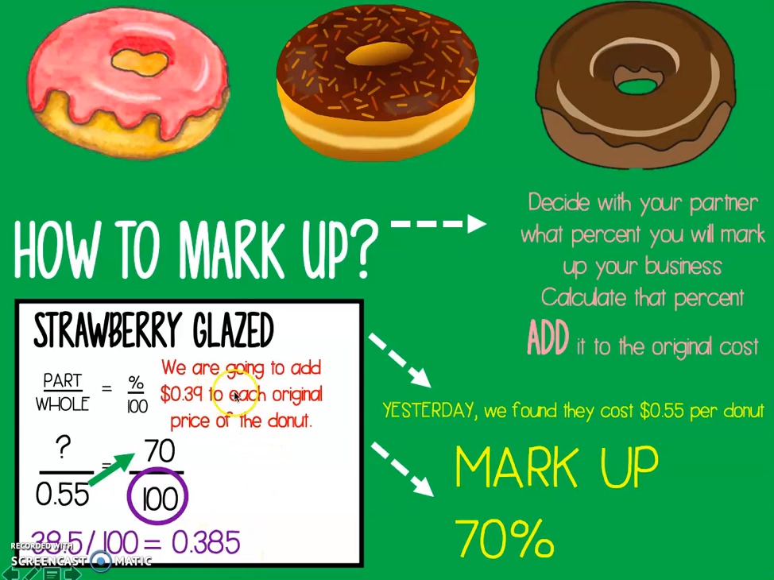So that tells me I'm going to add 39 cents to the original price of the donut for my markup. So I'm going to take my 55 cents and add my 39 cents. So on my menu, I'm going to tell people that a strawberry glazed donut costs 94 cents.